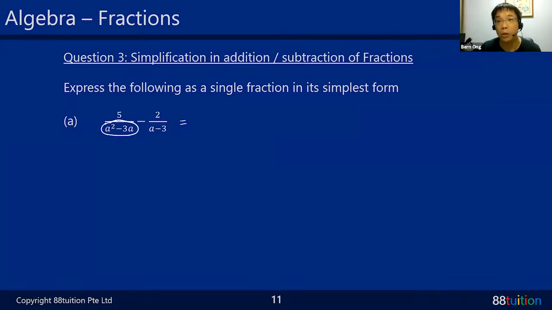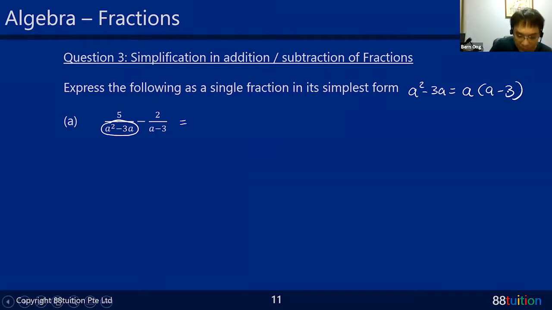Down here, do you see that A squared minus 3A? What do you do with that? Automatically factorize. Did the question say never? You do it, please. A squared minus 3A, you have to factorize, take out the A, you're left with A minus 3. So this fraction is actually 5 over A minus 3, minus 2 over A minus 3.